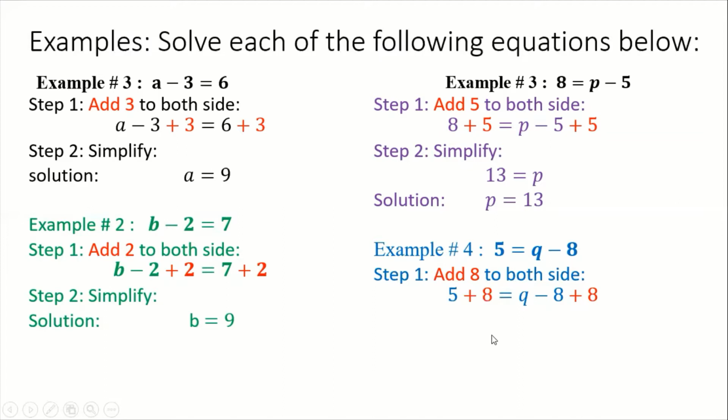Then what are you going to do? You're going to simplify. After you simplify, that will give you your solution. Note here that 5 plus 8 is just 13. And minus 8 plus 8 is 0, and 0 plus q will give us q. And you can always restate your solution so that the variable is on the left. So therefore, q is equal to 13.